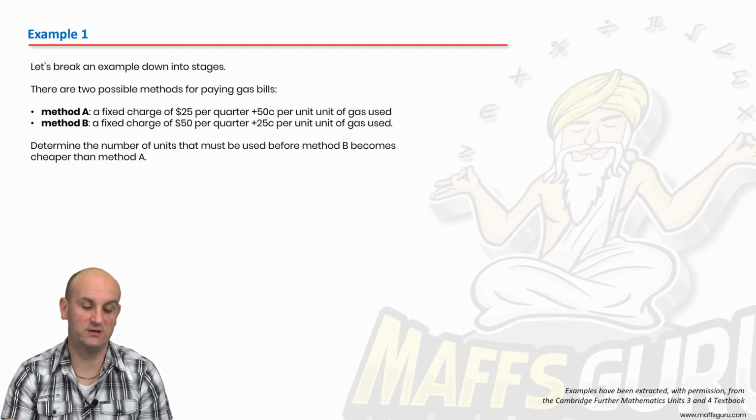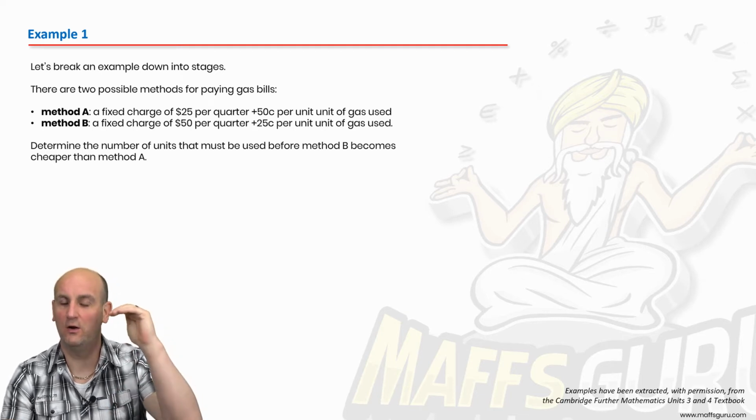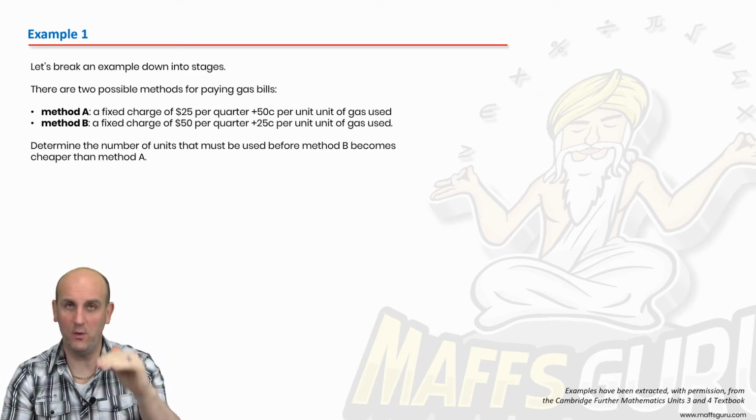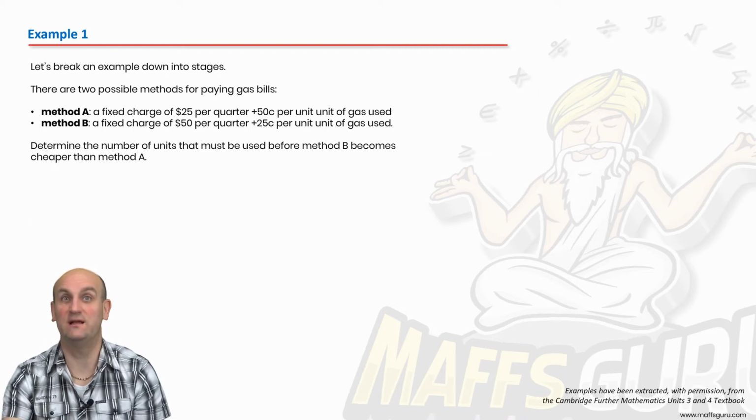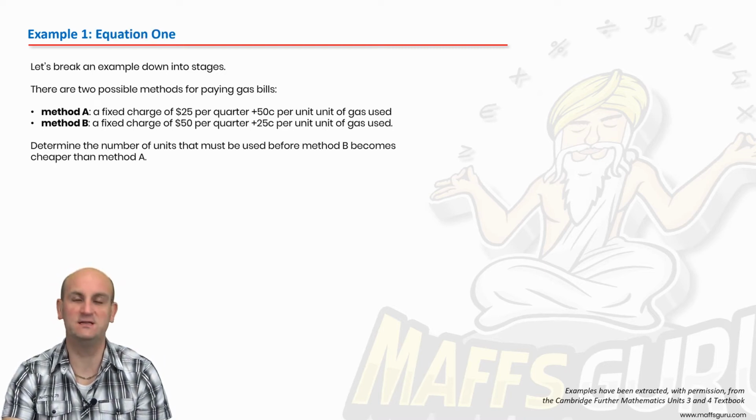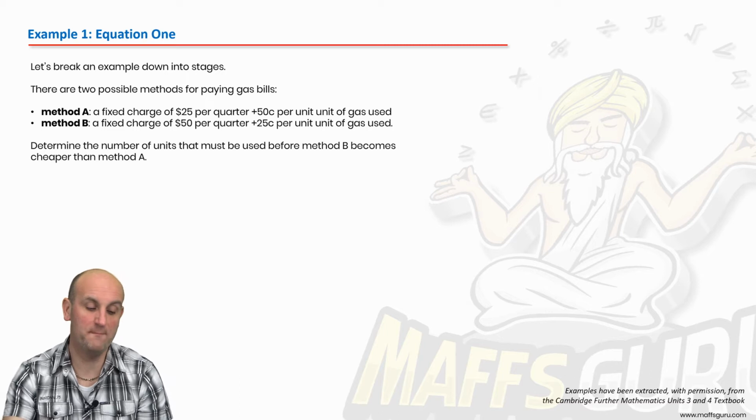Method B, a fixed charge of $50 per quarter, ouch, plus 25 cents per unit of gas used. So that's got a higher initial charge, but less for the gas. The other one has a lower initial charge, more for the gas, and this is how they sting you every single time. All right, so let's look at creating equation 1 from method A.